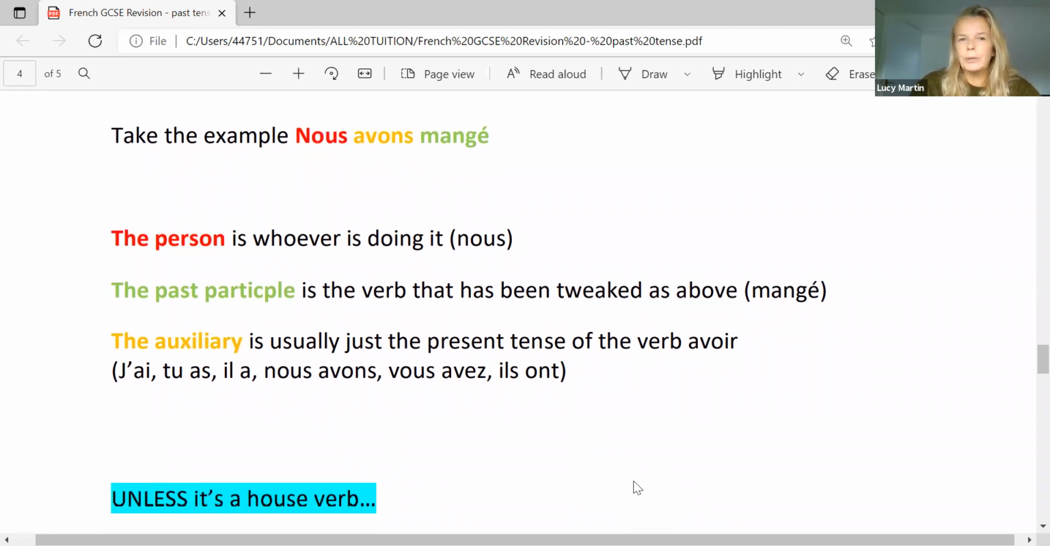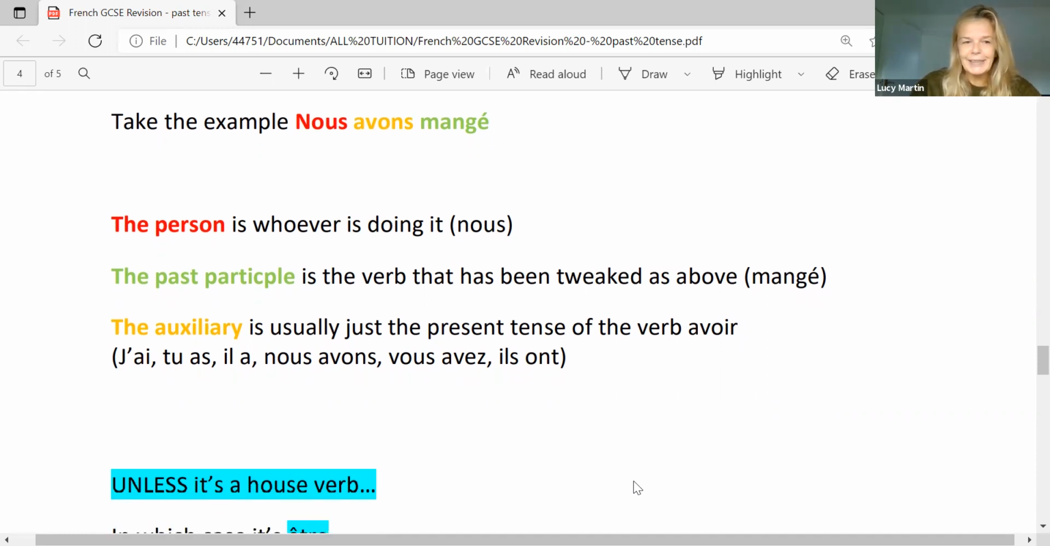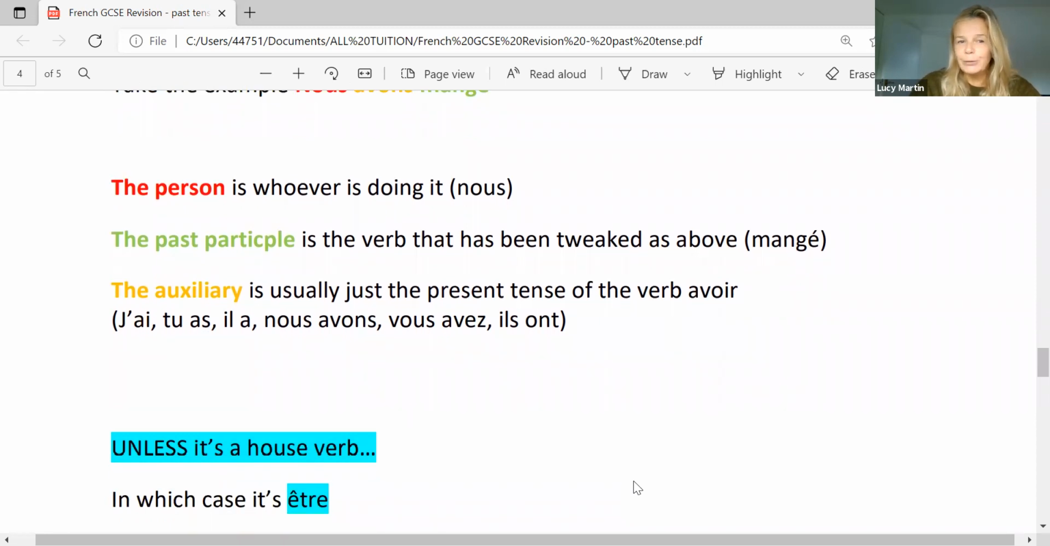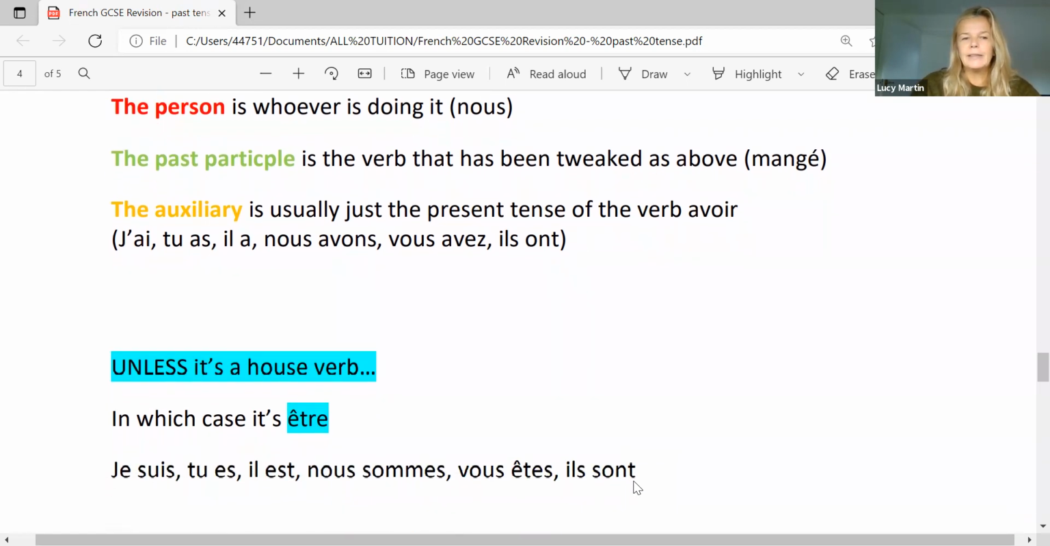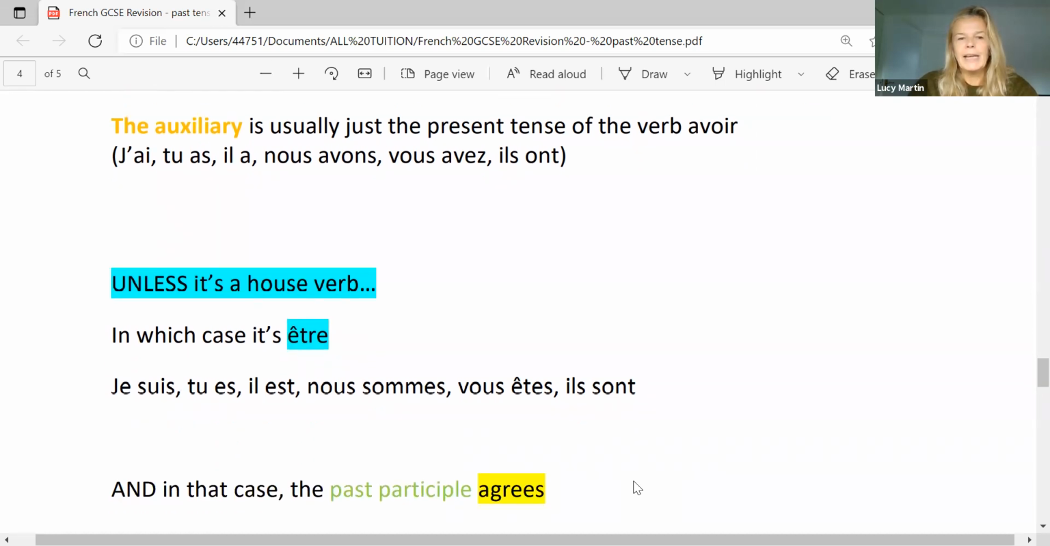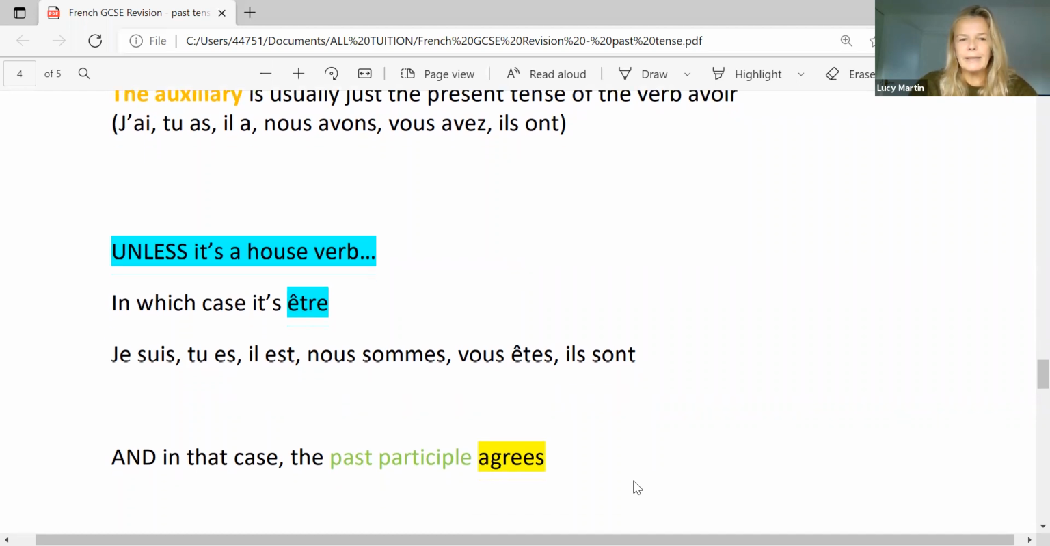Unless the verb, so manger, acheter, whatever the verb you're talking about, is what we call a house verb. In which case, the auxiliary is not the present tense of avoir, it's the present tense of être. And there it is for your memory. Je suis, tu es, il est, nous sommes, vous êtes, ils sont. And in that case, the past participle is going to agree with the person that did it. Examples.